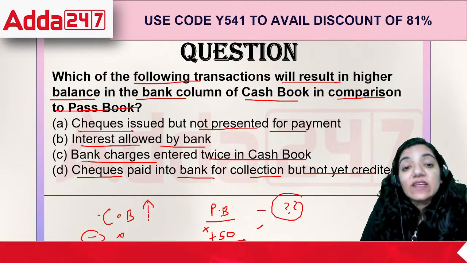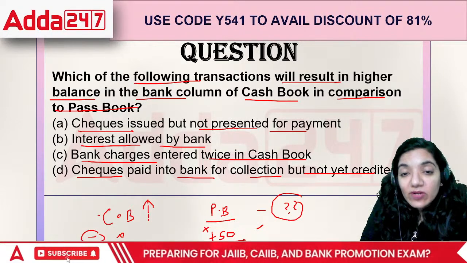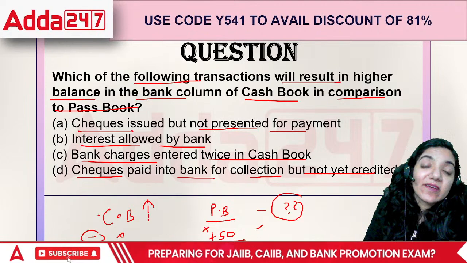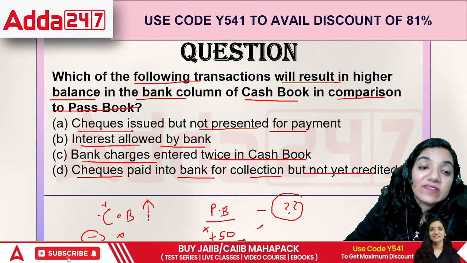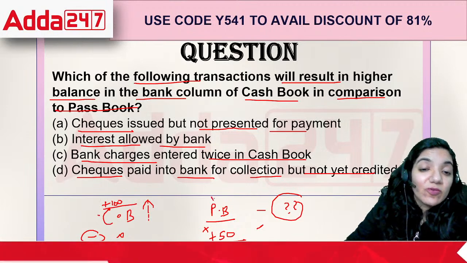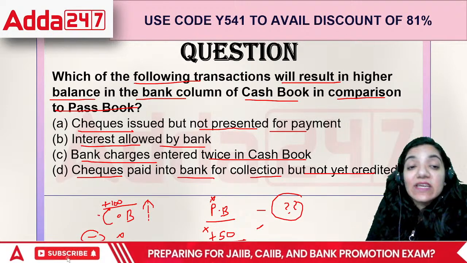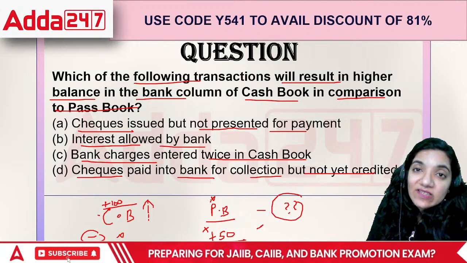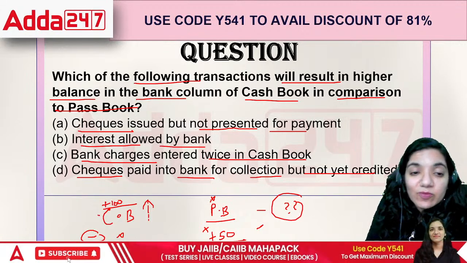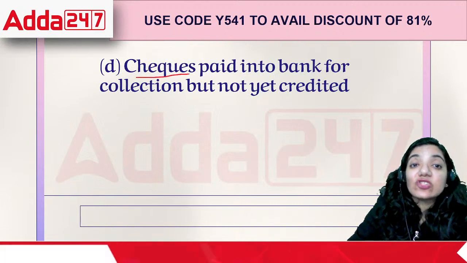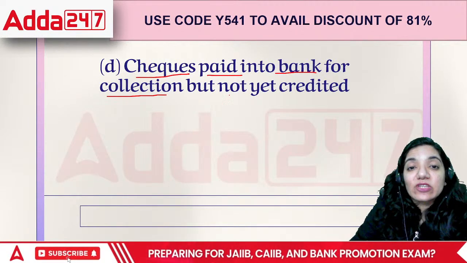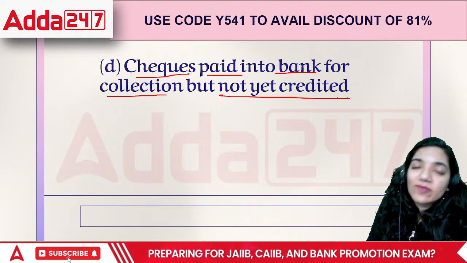And the last is checks paid into the bank for collection but not yet credited. I thought I've received money, so I would add 100 rupees. The passbook said, no, you haven't received this 100 rupees yet, kindly wait. So the cash book will have 100 rupees more. The check paid into the bank for collection but not yet credited would be the answer.